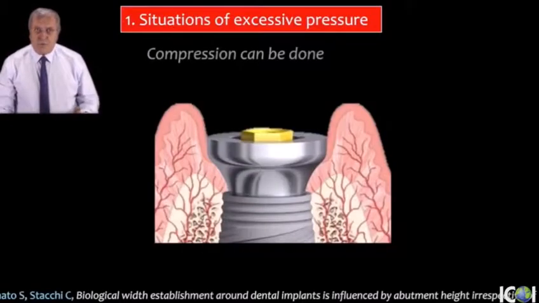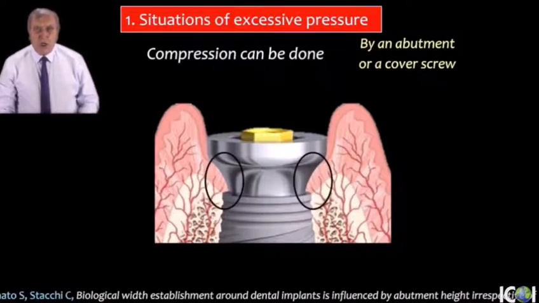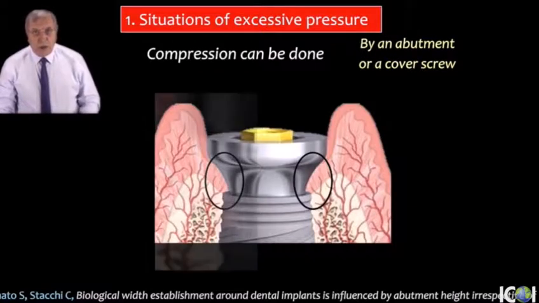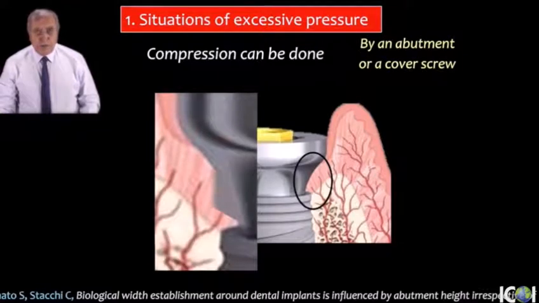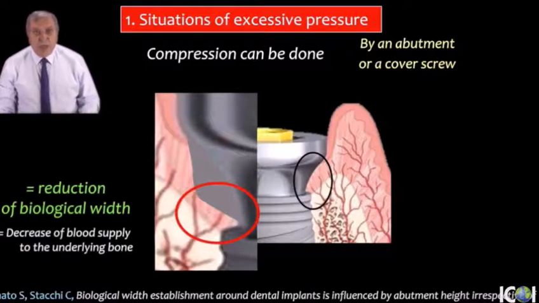When do we meet pressure? This compression can be done by an abutment or by a cover screw. When we have, for example, a large screw, you see that we can reduce the space of the soft tissue, we reduce the bilateral width, and this is how we decrease the blood supply to the underlying bone. A large screw will induce bone ischemia.